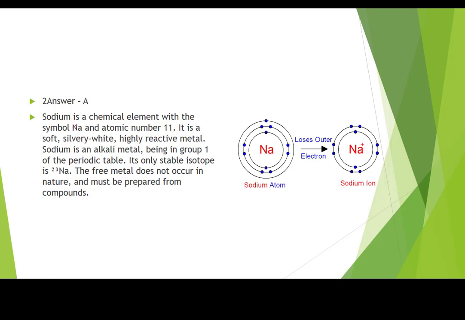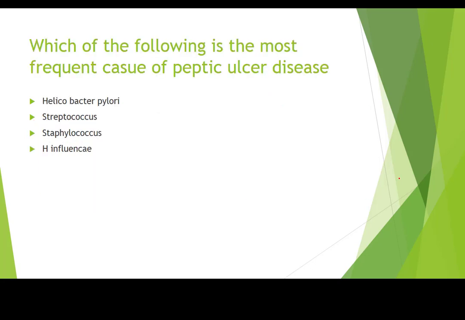Sodium is a chemical element with the symbol Na, atomic number 11. It is a soft, silvery-white, highly reactive metal. Sodium is an alkali metal, being in group 1 of the periodic table. Its only stable isotope is 23Na. The free metal does not occur in nature; it must be prepared from compounds. Here are the details given for the sodium atom to sodium ion.